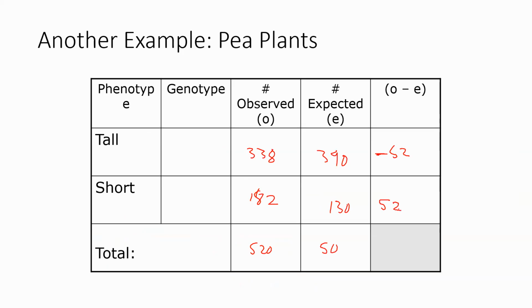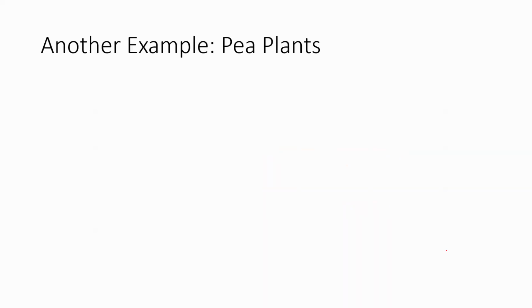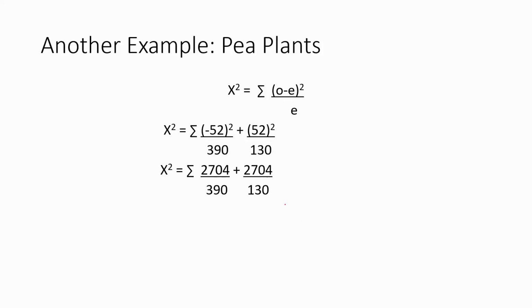Cool. So we have positive 52, negative 52, right? So of course, we then do our observed minus expected squared. When we square 52, we get 2,704, nice big number, okay? We then divide by the expected. The expected for the tall plants is 390, and for the short plants is 130. So we end up now with 6.93 and 20.8. We sum them together, so now we get 27.7, okay?